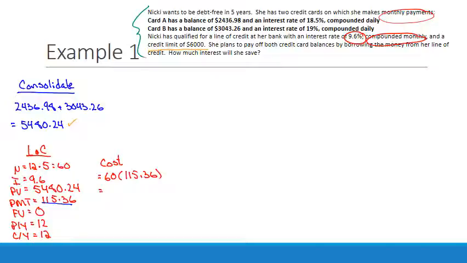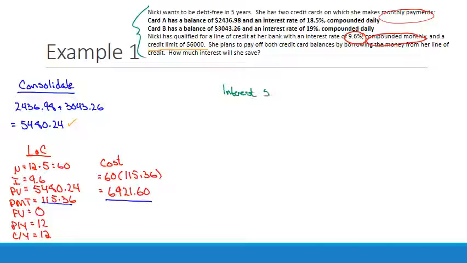What does that end up being? It ends up being $6,921.60. So you can see that there's a lot less interest paid. Previously, she paid $8,500. Now she's paying $7,000 basically. So she's going to save $1,500 in debt. And that's what we're supposed to do here with the last part, is how much interest will she save?